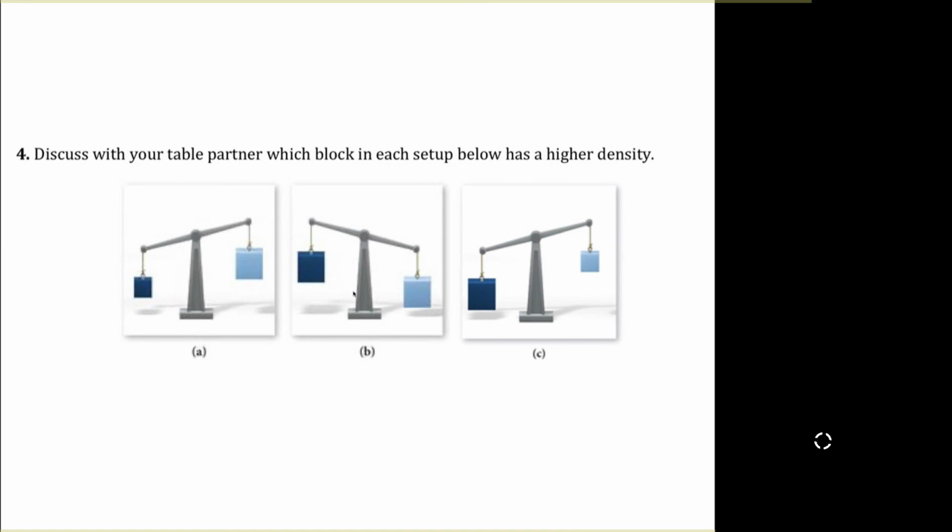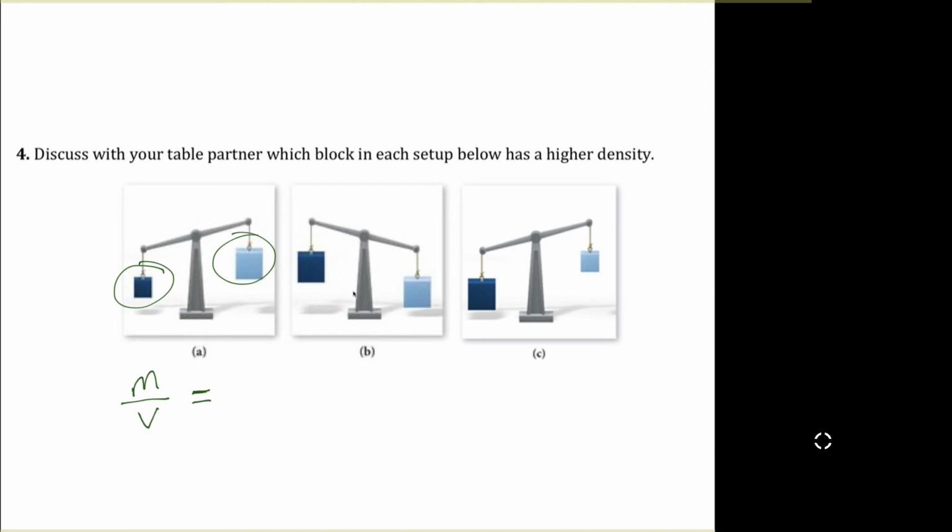Now it does say discuss with your table partner which block in each setup below has a higher density, but obviously we're not at school to talk to our table partners. So let's go ahead and take a look at this together, and if you want to, you can maybe pause the video to try to answer it on your own. So let's take a look. Between this block and this block, which one has a larger density? And so what I'm going to do is I'm going to put an equal sign here, and we know that density is mass divided by volume. And so what I'm going to do is I'm going to write mass over volume.